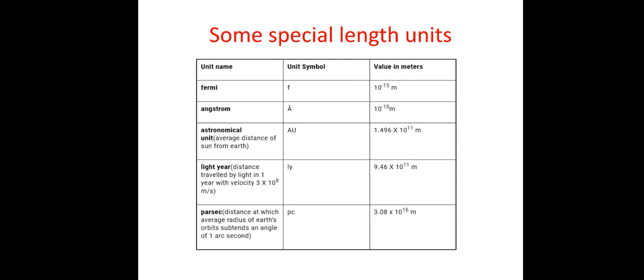Light year is the distance traveled by light in 1 year, with the velocity of light. Distance traveled by light in 1 year, that's called a light year. And its value in meters is 9.546 into 10 to the power 11. Similarly, parsec is represented by pc. The parsec is the distance at which the average radius of Earth's orbit subtends an angle of one arc second. That has a value of 3.08 into 10 to the power 16 meter.